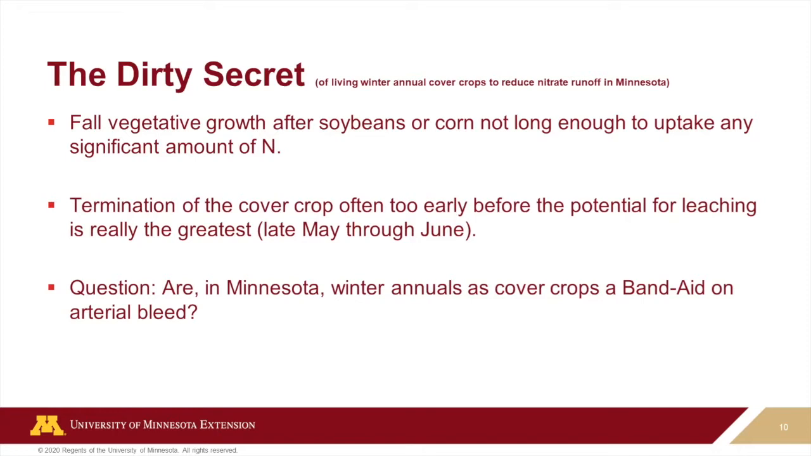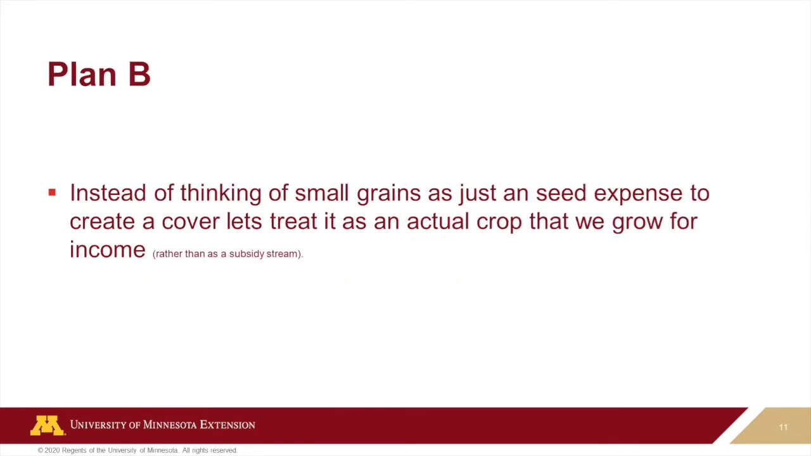If winter annuals as a cover crop, if you want to maximize grain yield for corn and beans in a conventional system, an organic system is a different ballgame because your price points are completely different. But in the conventional commodity system, cover crops almost are a Band-Aid because I don't think they can make enough difference. So if that's the case, let's go to plan B.